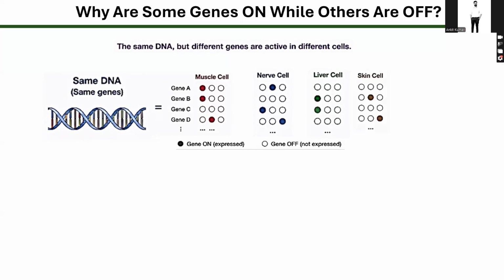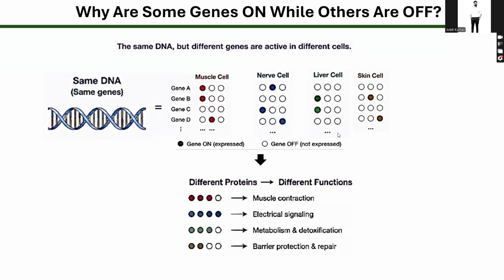And for a skin cell, gene B and gene D are getting expressed, something like that. So the expressed genes will get transcribed into mRNA, and this mRNA will give different information for the cells to the ribosome. With respect to the muscle cells' expressed genes, the ribosome will form the kind of protein that is responsible for muscle contraction or expansion.